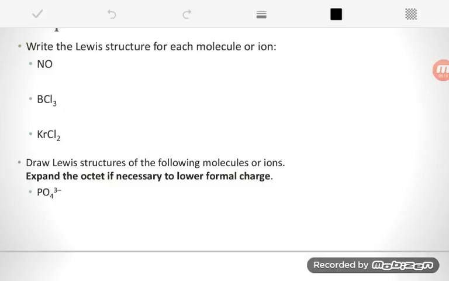So we just need to remember that boron likes to only have 3 bonds, not 4. Alright, next we have krypton dichloride. So same thing we'll always do. Krypton is a noble gas, so he actually has 8 valence. And now I have 2 chlorines, each of which has 7. So that's 14 plus 8, 22.